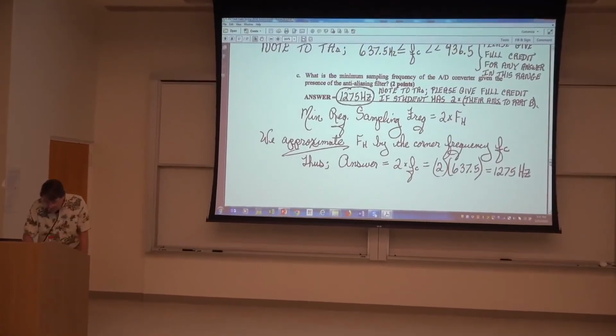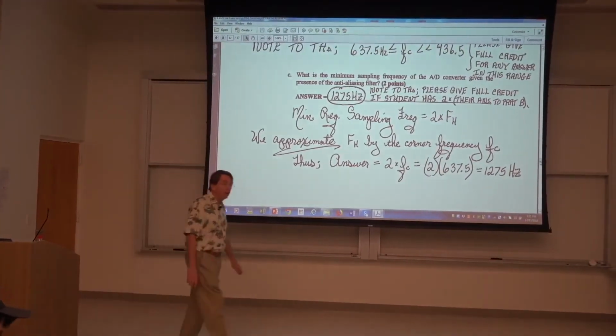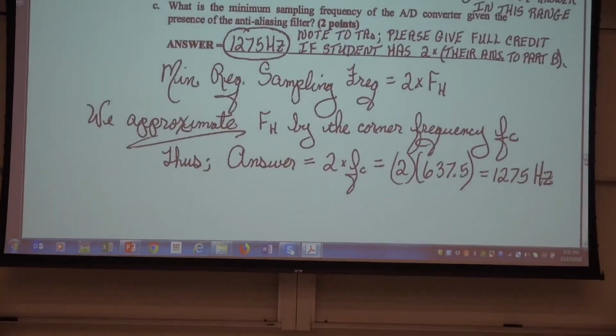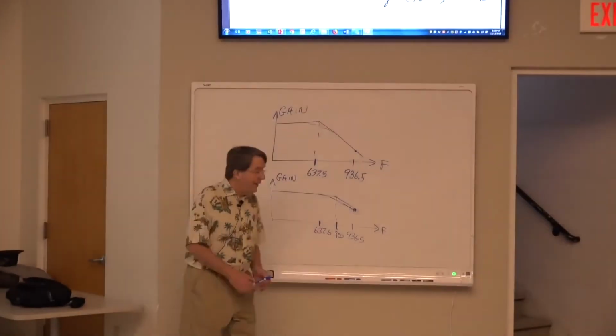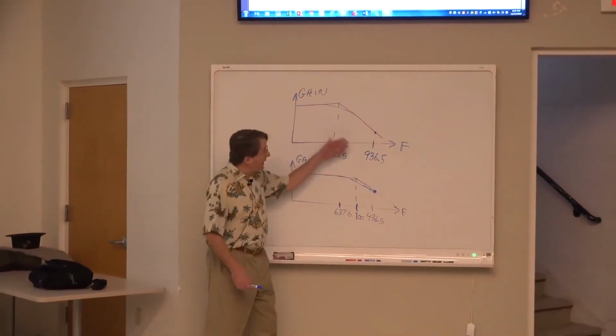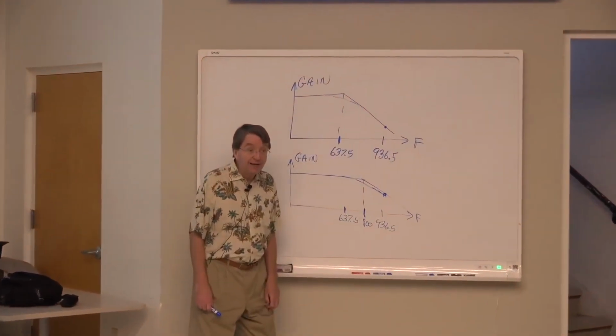Now, what's the minimum sampling frequency of the A to D converter? The answer is 2 times the highest frequency. Okay. Now, this is where it gets a little gray. What is the highest frequency out of this filter?